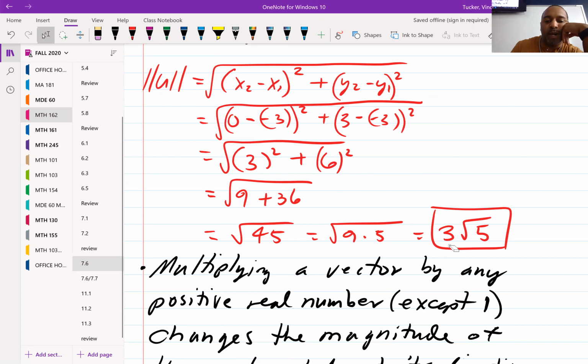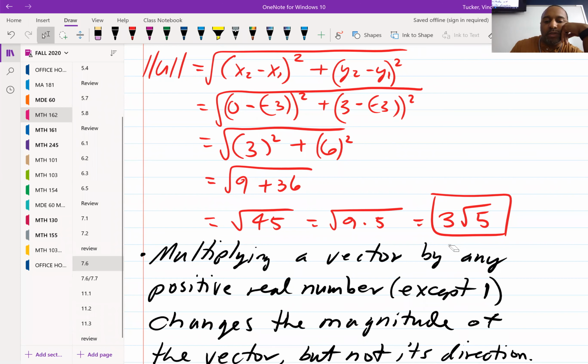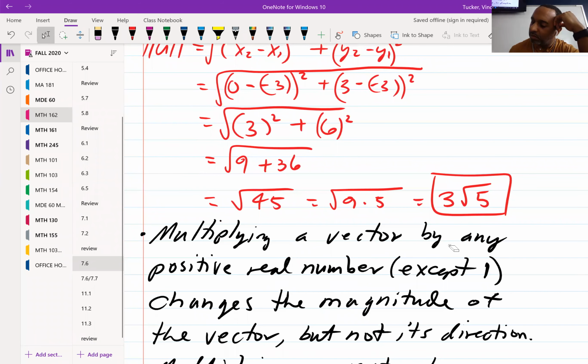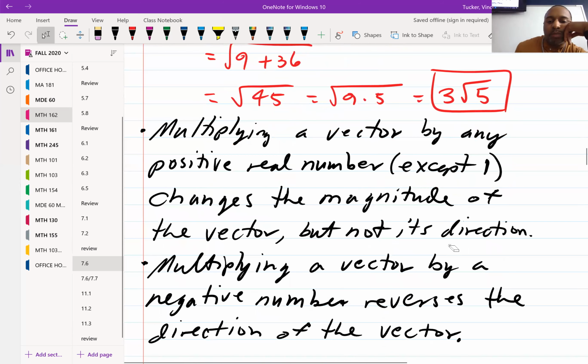Multiplying a vector by any positive real number except one changes the magnitude of the vector, but not its direction. Multiplying a vector by a negative number reverses the direction of the vector.